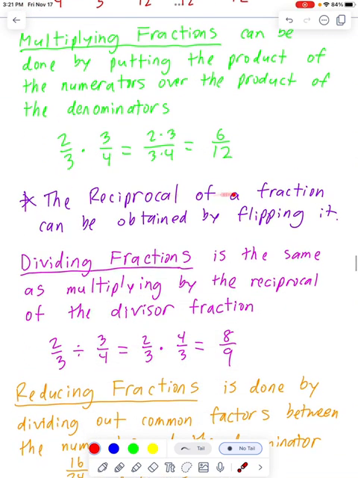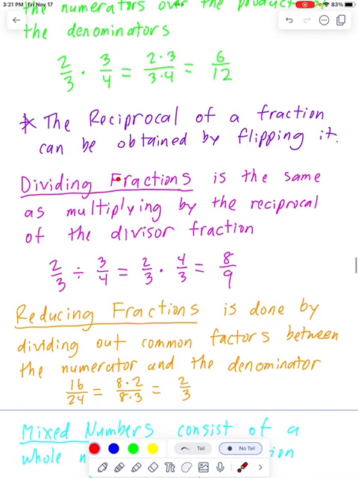The reciprocal of a fraction can be obtained by simply flipping it. Dividing fractions is the same as multiplying by the reciprocal of the divisor fraction. So this division is the same as this multiplication, which is this.